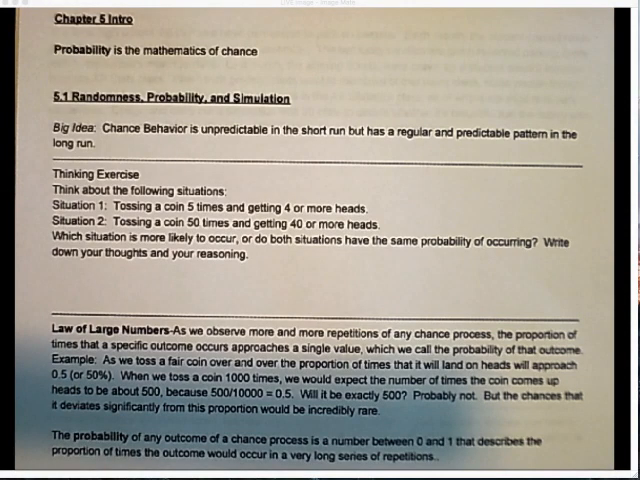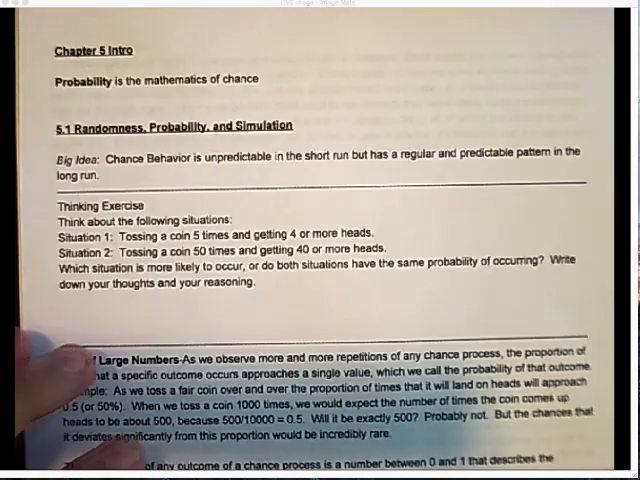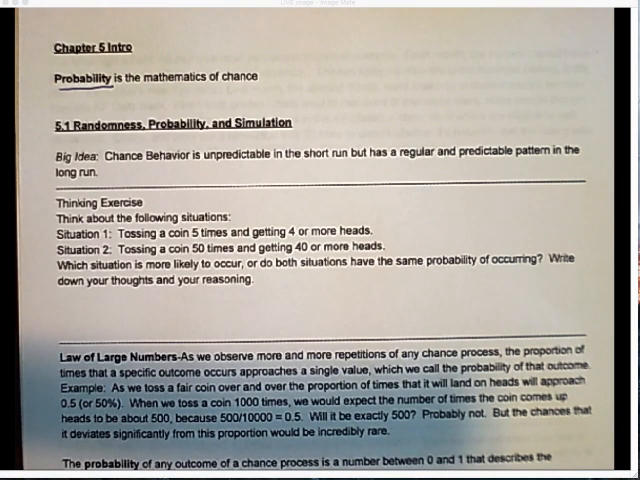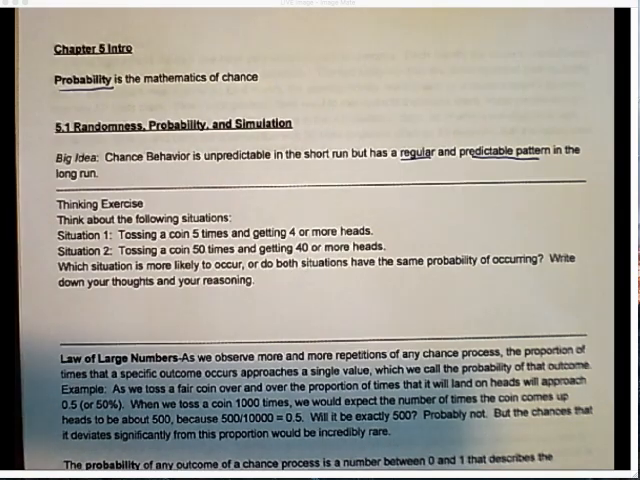All right, guys, we're going to move into chapter 5 here. It's one of my favorite chapters. It's probability. So let's go over a term real quick. Very simply, probability is the mathematics of chance. All right. So the big idea is that chance behavior is unpredictable in the short run, but has a regular and predictable pattern in the long run.